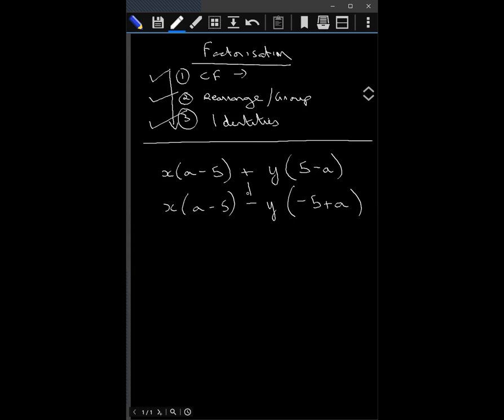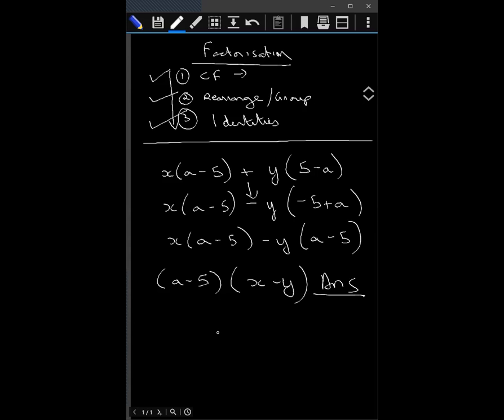No, so if I change the sign to minus, the sign inside will change. Okay. So what do we get? We get x into a minus 5 minus y into a minus 5. Yes. Now you know the common term. Tell me the common term. A minus 5. Yeah. So we open a bracket then. So that becomes x minus y. X minus y. Right? Easy.